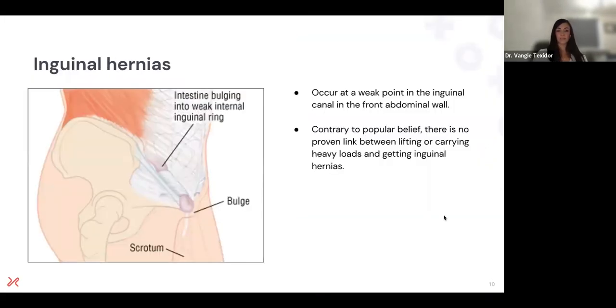So our second most common hernia is going to be inguinal hernias. It's just a weak point in the inguinal canal. There's really no proven link between lifting weight or exercising, carrying heavy loads, and getting an inguinal hernia. So a lot of times you get workers' comp patients saying, oh, I lifted weight and suddenly I felt a pop. Yeah, you might have felt a pop then because the pressure pushed out your small bowel, but your defect was there already.